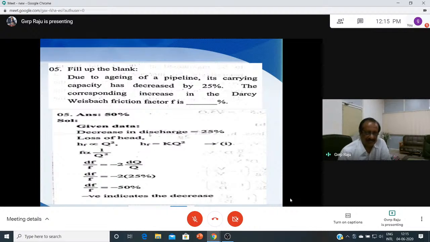So the decrease in discharge is 25%. Loss of head is proportional to Q square, which is also equal to constant into Q square. So this constant covers the coefficient of friction also. If you take F here, this is inversely proportional, and take differentiation, and this change is given as 25%, so the answer is 50%.